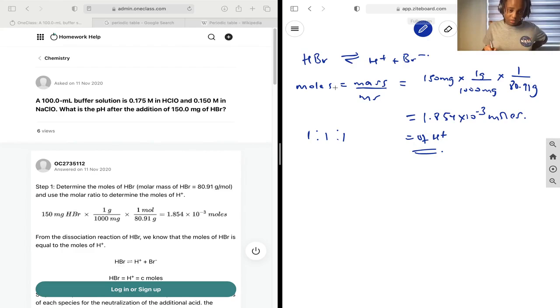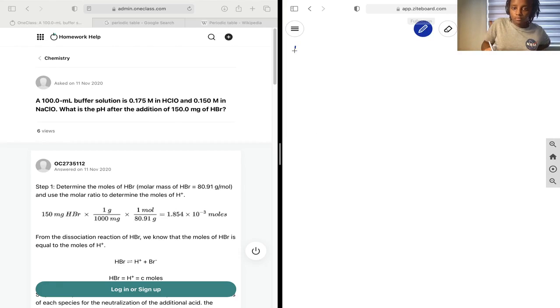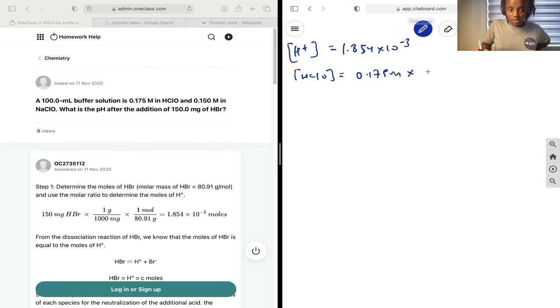And then next up we're going to use an ice table, but first we need to find out the initial concentrations of HClO and NaClO. So let's just note up here. Now you want to find the moles of HClO. And this would be equal to 0.175 molar times 100 milliliters times 1 liter per 1,000 milliliters, and this is going to give us 0.0175 mole.